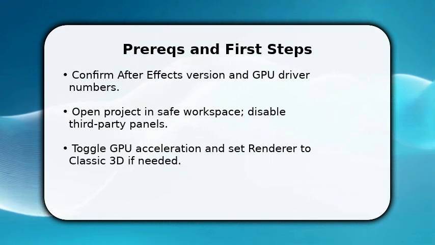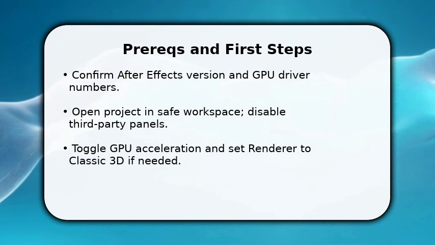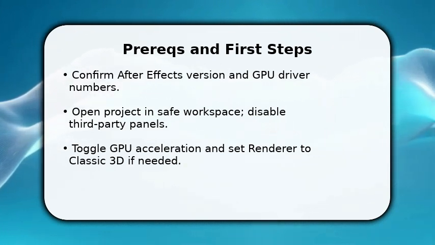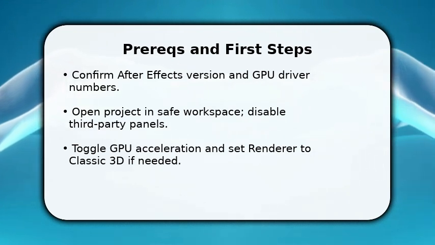Next, change the renderer to Classic 3D or toggle GPU acceleration off. This isolates GPU-related black screens and lets you know whether hardware rendering is the cause. Once done, save a copy and proceed to a targeted render test to collect clear error behavior.